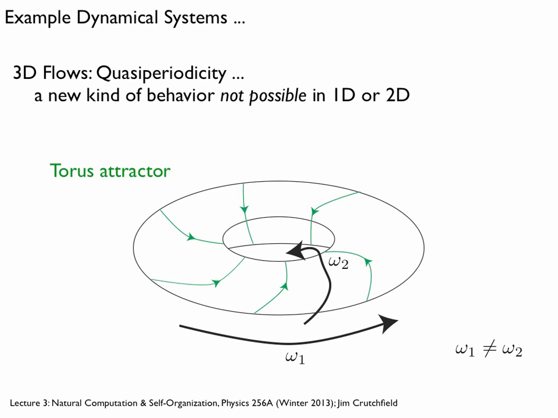You know, if you were to look at this on your oscilloscope, you'd see sort of two basic frequencies, omega 1, omega 2. Do your Fourier analysis, which is perfect for this case, you'd see two spikes in your power spectrum. All the energy being concentrated at these two different frequencies.